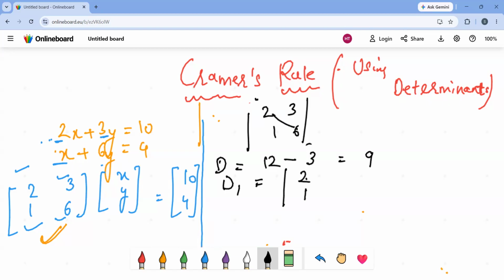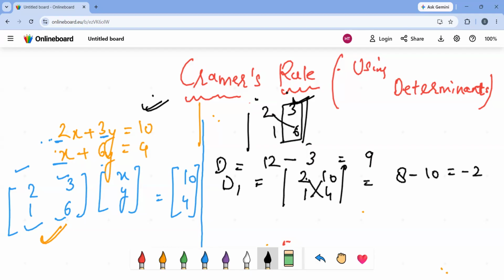So it's 2, 1. I have to replace this column with the right-hand side, so it will become 10 and this 4. And the same thing, I have to find a determinant. So 4 multiplied by 2 is 8, and 1 multiplied by 10 is 10, and we have to subtract. So that comes to minus 2.